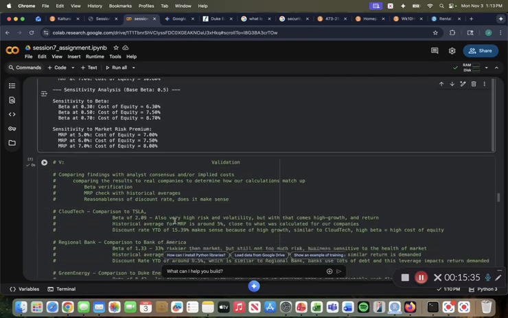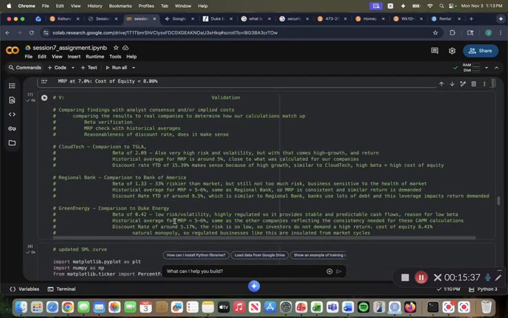So then moving down to our validation stage, just sort of doing some comparison with the analyst consensus or other real companies to determine how our calculations match up with what we did. So we'll look at the beta verification, the MRP check, the historical averages, and the reasonableness of the discount rate.